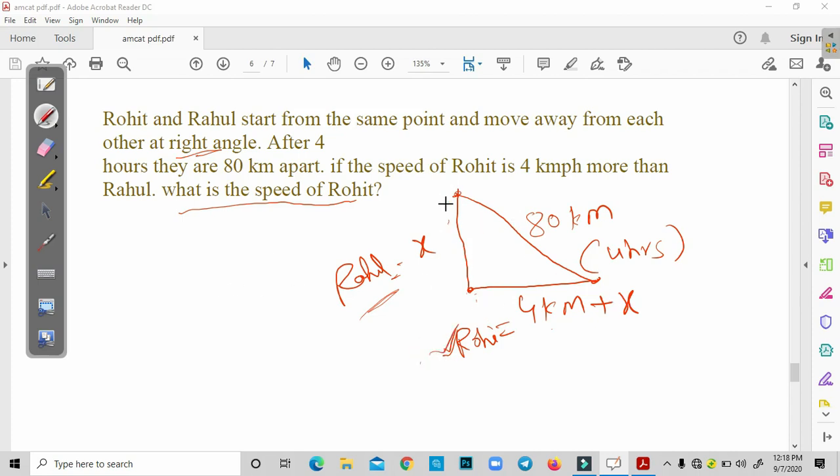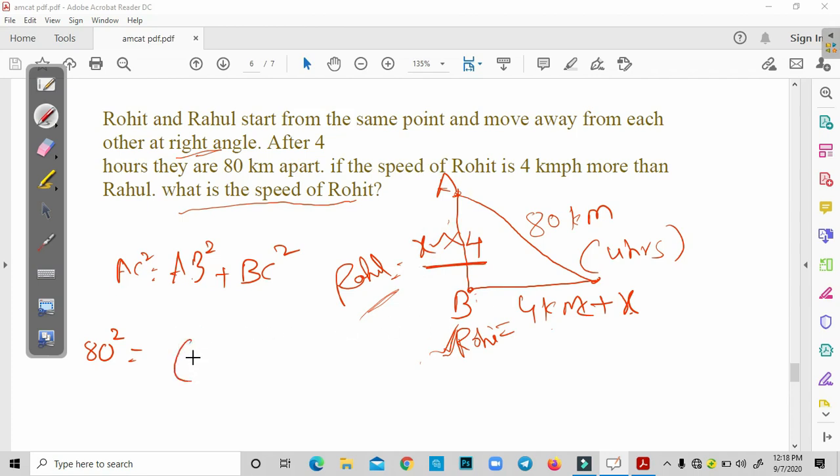Now see, it is a right angle triangle, so you can apply Pythagoras. AC square equals AB square plus BC square. Let us take this as A, this as B, this as C. Now what is AC? Nothing but 80. Here I am taking distance, so this should also be distance. I know their speed x and I know their time. If I multiply both of them, I will get distance.